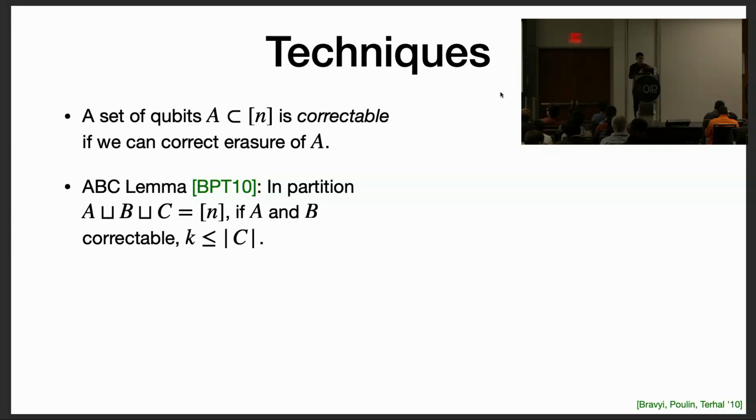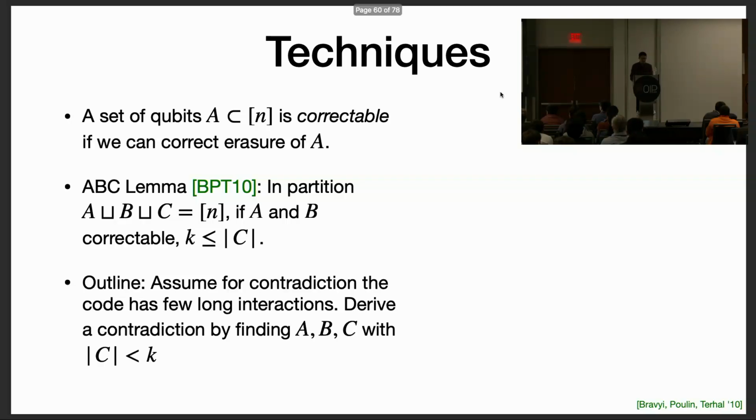I'll say a few words about what's the outer layer of the onion of our proof. We reason about correctable sets. A set of qubits is correctable if we can correct the erasure of that set of qubits. The main lemma we use is what we'll call the ABC lemma. This says that if you can partition your set of qubits into 3 sets, A, B, and C, such that A and B are correctable, then C bounds the number of logical qubits. Intuitively, if you can correct A and B, then somehow you need to have the logical information in C.